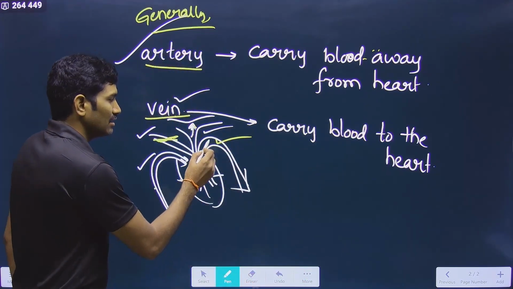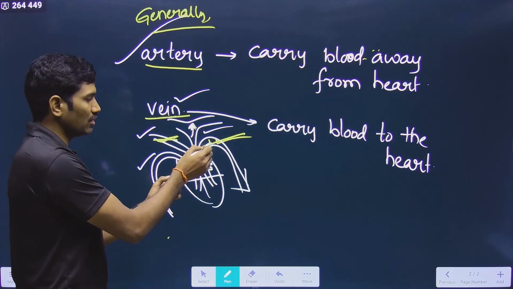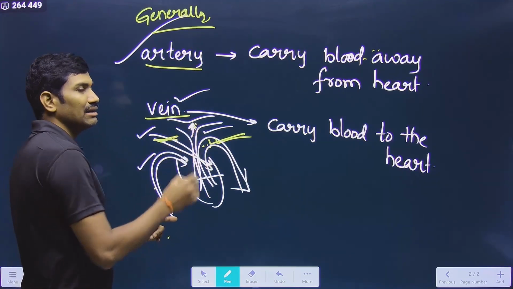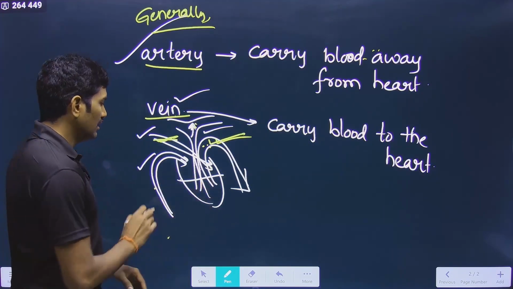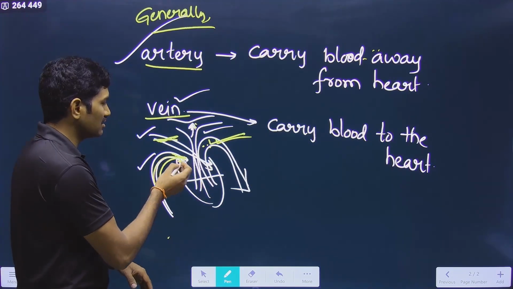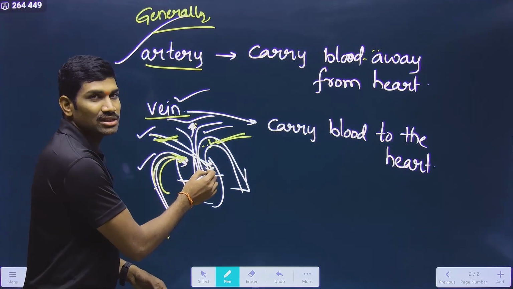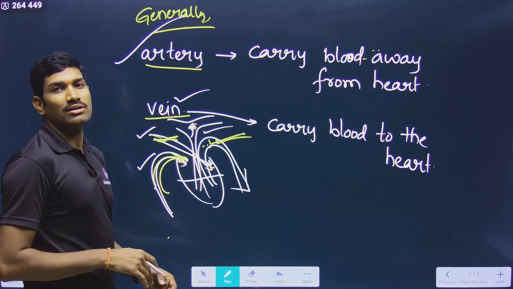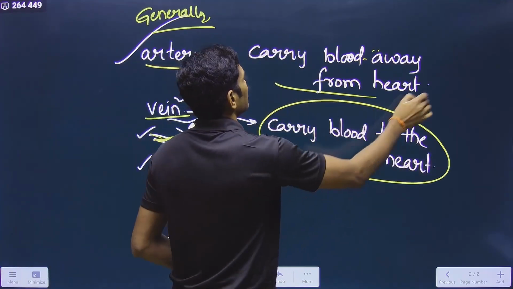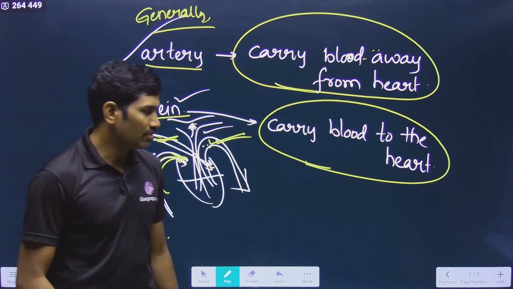See this aorta and all, they are going out of the heart and it is part of the artery, and the pulmonary artery is carrying blood away from the heart. So these are arteries. And if you are talking about the superior vena cava, inferior vena cava, coronary sinus, they are bringing blood to the heart, and even pulmonary veins are also bringing blood to the heart. So in this way, veins are bringing blood to the heart, whereas arteries are carrying blood away from the heart. This is the important point.